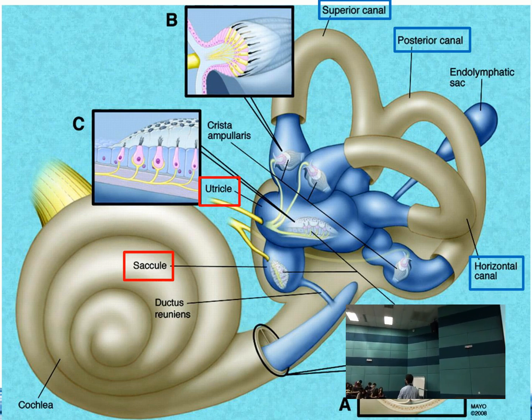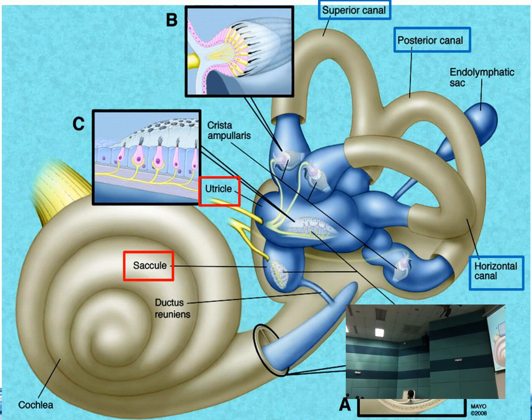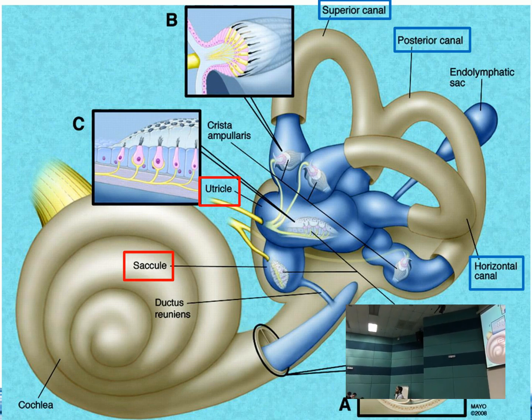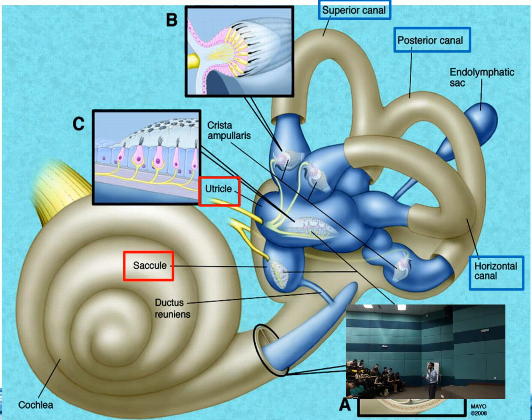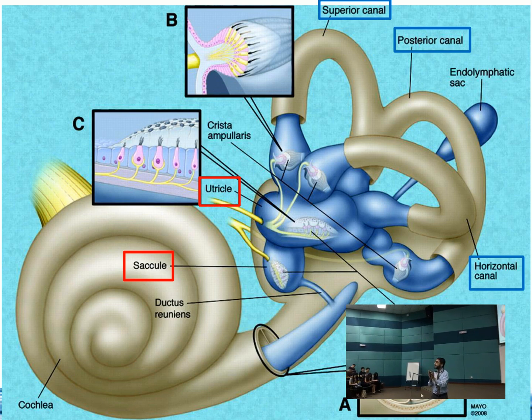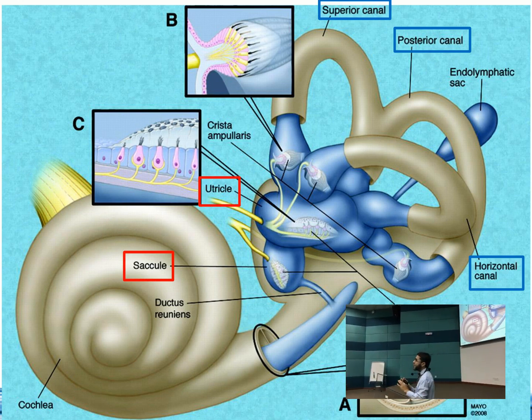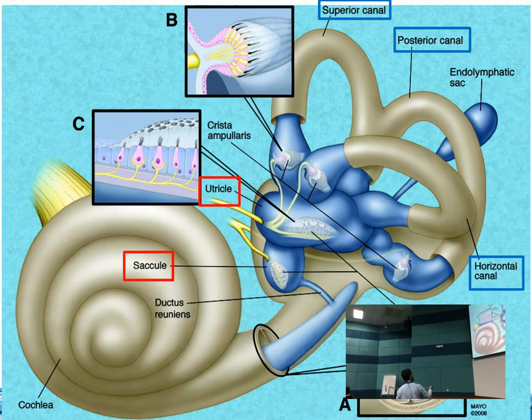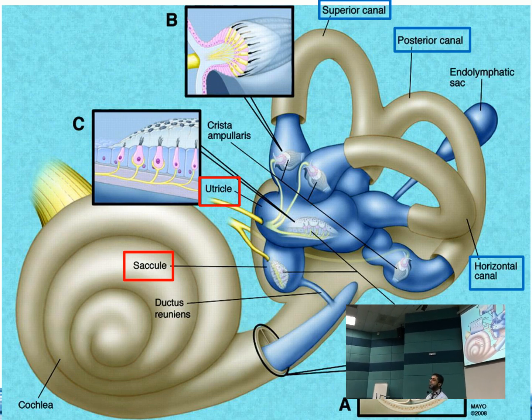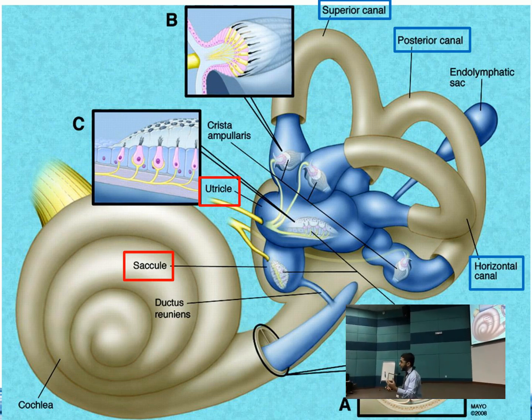And the receptors which are present at the base of the semicircular canals are called cristae ampullaris. So there are two types of receptors. Although their functioning is quite similar, there is some difference in their structure and how they sense the movement of the head. For the utricle and saccule, the sensory organ is the maculae. For the semicircular canals, the sensory organ is the crista ampullaris.